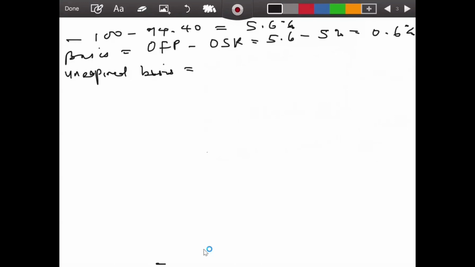Unexpired basis will now be 0.6 all over 4. How many months is left before the transaction is closed out? 1 month, so times 1. This gives 0.15%.